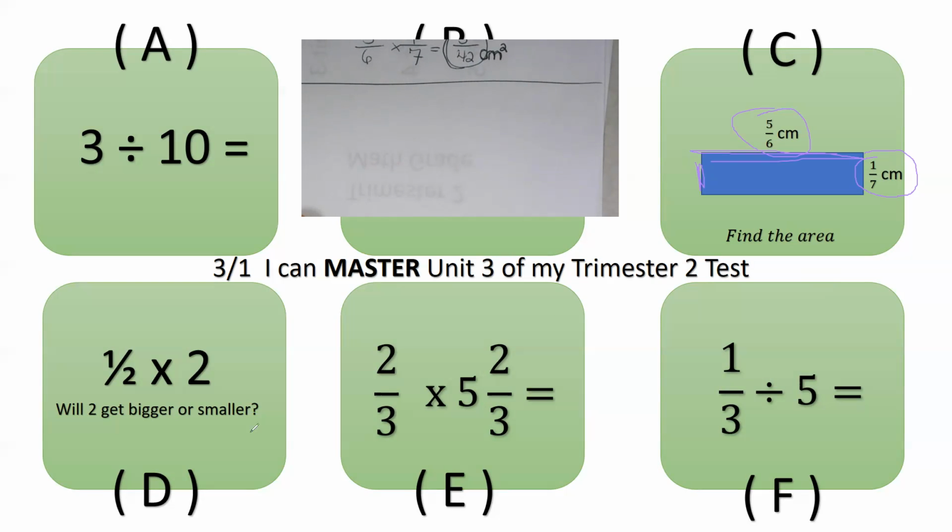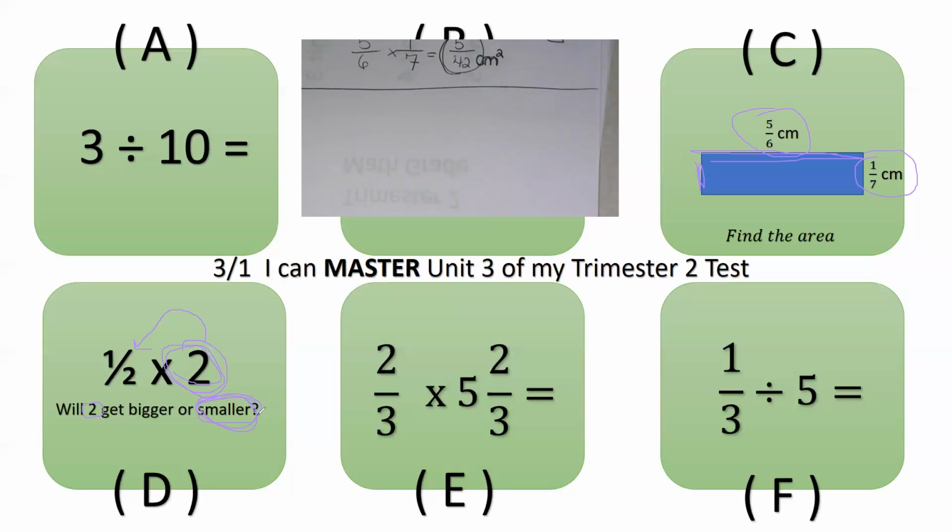Okay, let's go down to D. This one's a really hard one to teach. It's saying if you focus on one of the numbers, so here they want to focus on 2, is your answer going to be bigger or smaller than 2? Well, what is 2 getting multiplied by? 2 is getting multiplied by a number smaller than 1. Whenever you take a fraction of a number, your answer is smaller. So the answer is going to be smaller than 2.